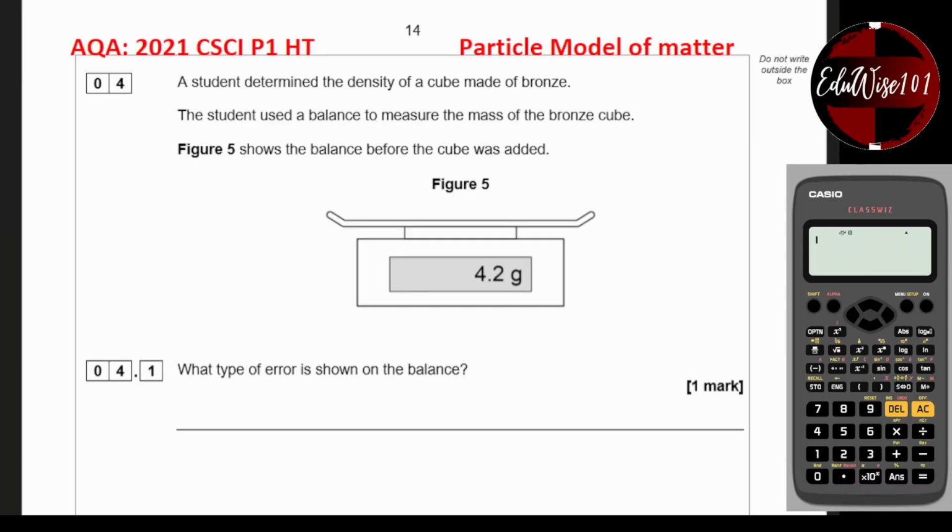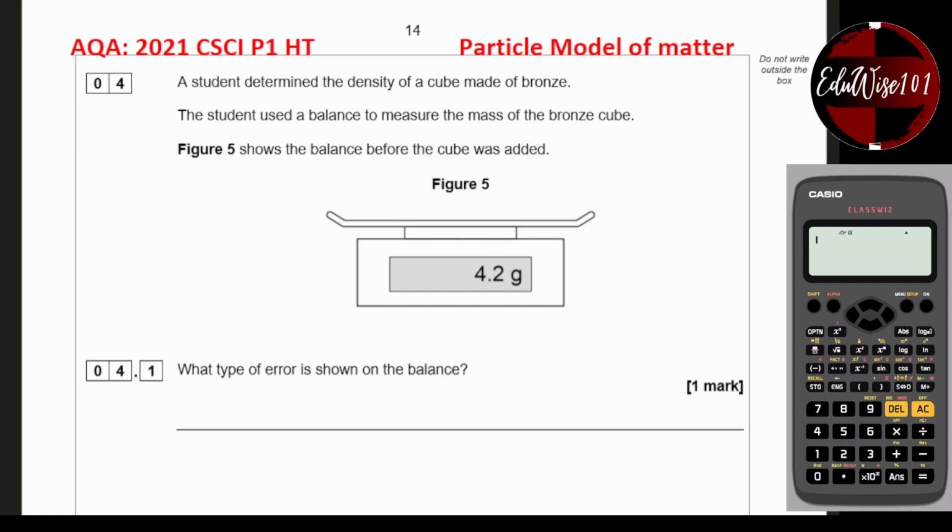In this video, I'm going to go through the AQA 2021 Combined Science or the Trilogy, Physics Paper 1 Higher Tier. Question number 4 is on the topic of particle model of matter, mainly focusing on practical skills involved in measuring density of objects, which is also a required practical.